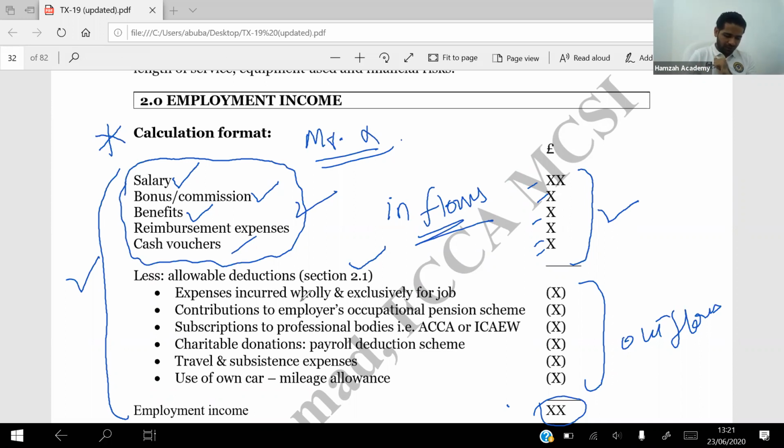I would say you should note down this part of the sentence: allowable deductions are expenses incurred wholly and exclusively for the job. If there is any ambiguity in the exam, or let's just say you forgot some of the rules, this rule will apply to all the scenarios. Whether it is a benefit or not, was it incurred wholly and exclusively for the job? If it was not incurred to execute the job, it means that is not an allowable deduction.